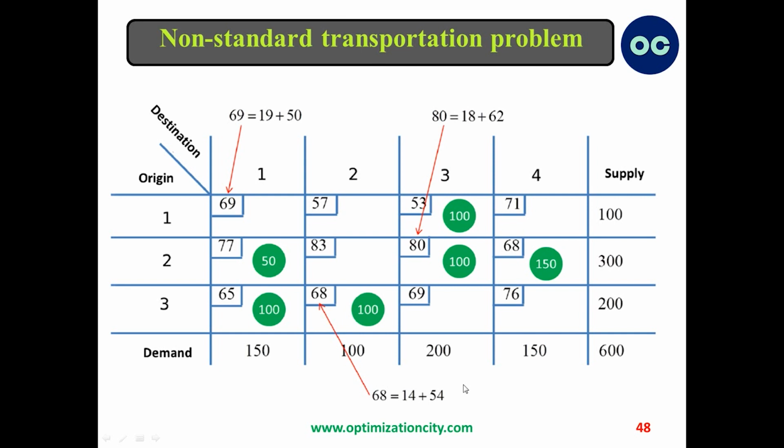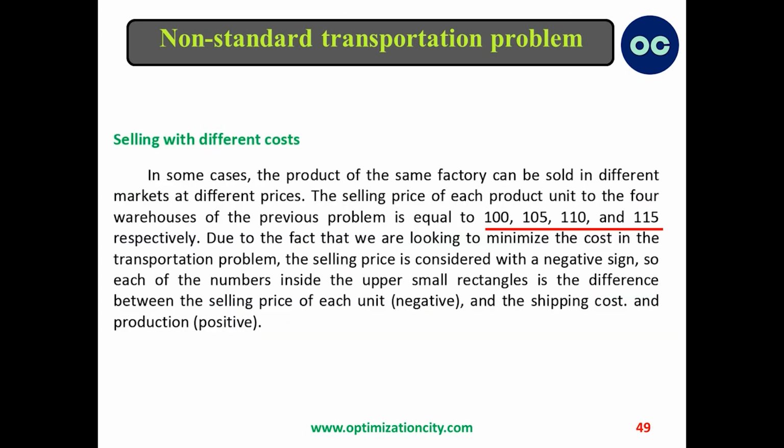This table shows the optimal solution considering the transportation cost as well as the production cost. Sometimes the products from the same factory can be sold in various markets at different prices. Let's consider the previous example where the product is distributed from the 3 factories to 4 warehouses. In this case, the selling price per unit at each warehouse is equal to 100, 105, 110, and 115. To minimize the cost in the transportation problem, we incorporate the selling price with a negative sign.